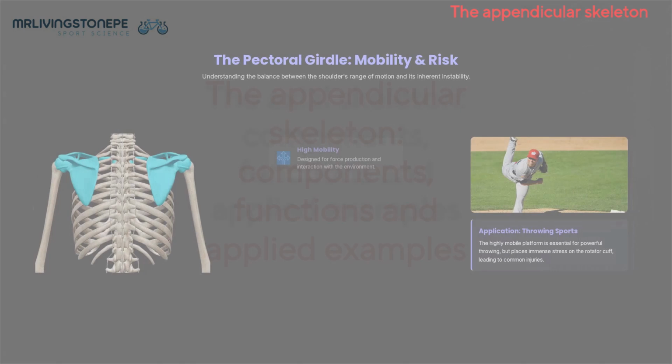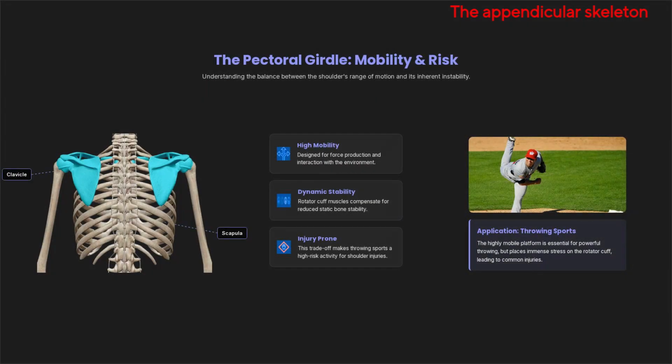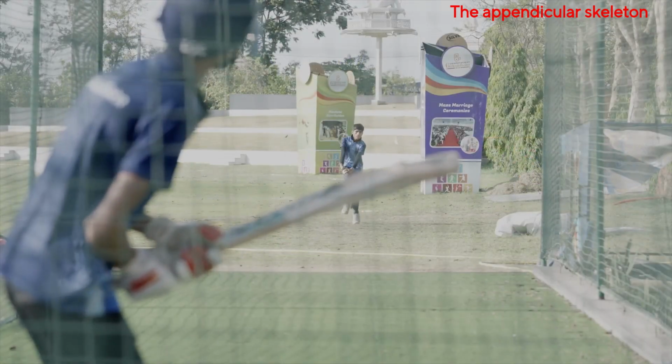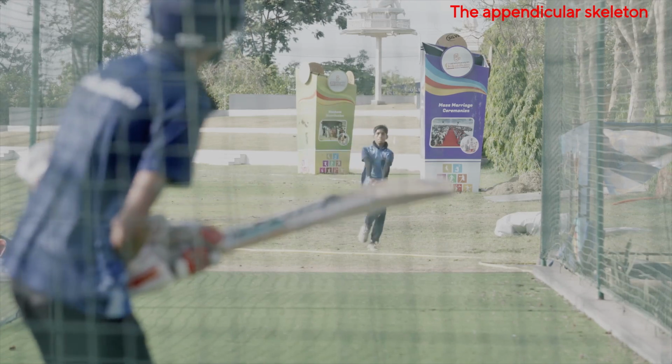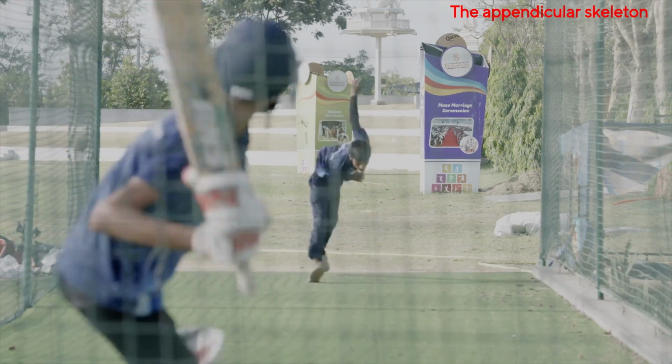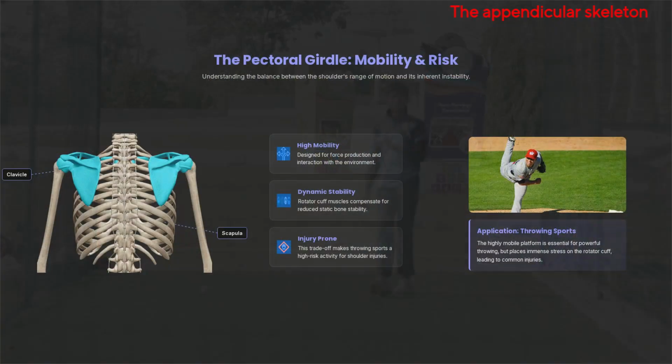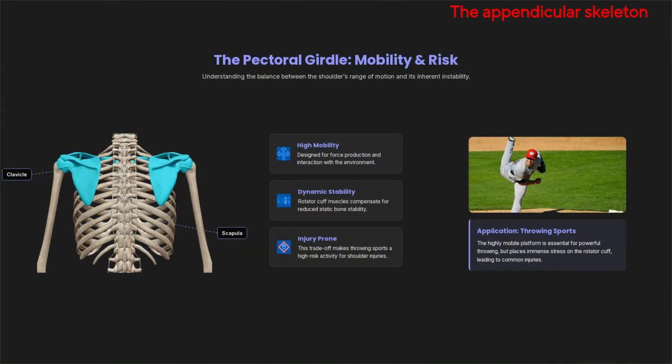The appendicular skeleton contains 126 bones designed for mobility, force production, and environmental interaction, comprising the pectoral girdle, which includes the clavicle and scapula. This suspends the upper limb and creates a highly mobile shoulder platform where dynamic stability from the rotator cuff muscles compensates for reduced static stability, making throwing sports prone to shoulder injuries.